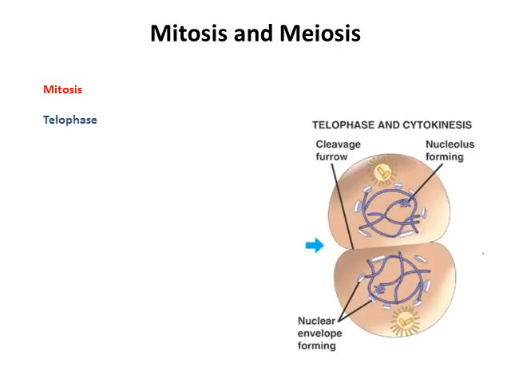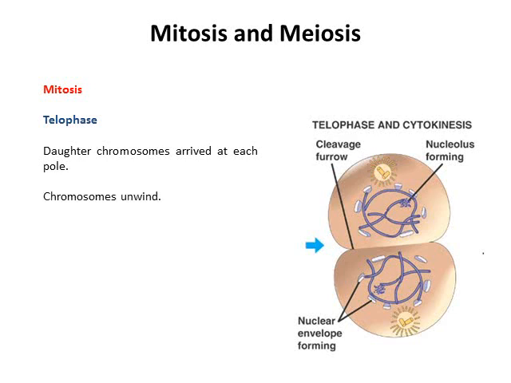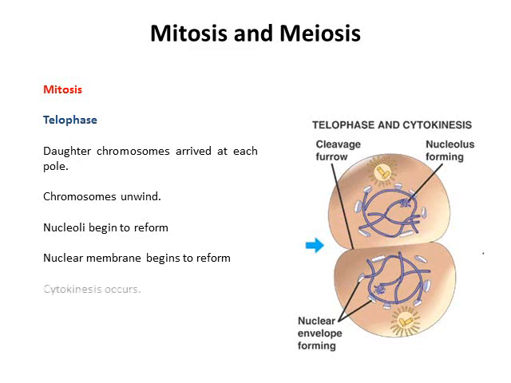And the final stage of the cell cycle is telophase. So in telophase, the replicated chromosomes arrive at the spindle pole. The chromosomes unwind, start to reform this more dispersed chromatin structure that we see in interphase nuclei. The nucleoli of the nuclei begin to reform, as does the nuclear membrane. So we start to see the presence of a membrane-bound nucleus again.